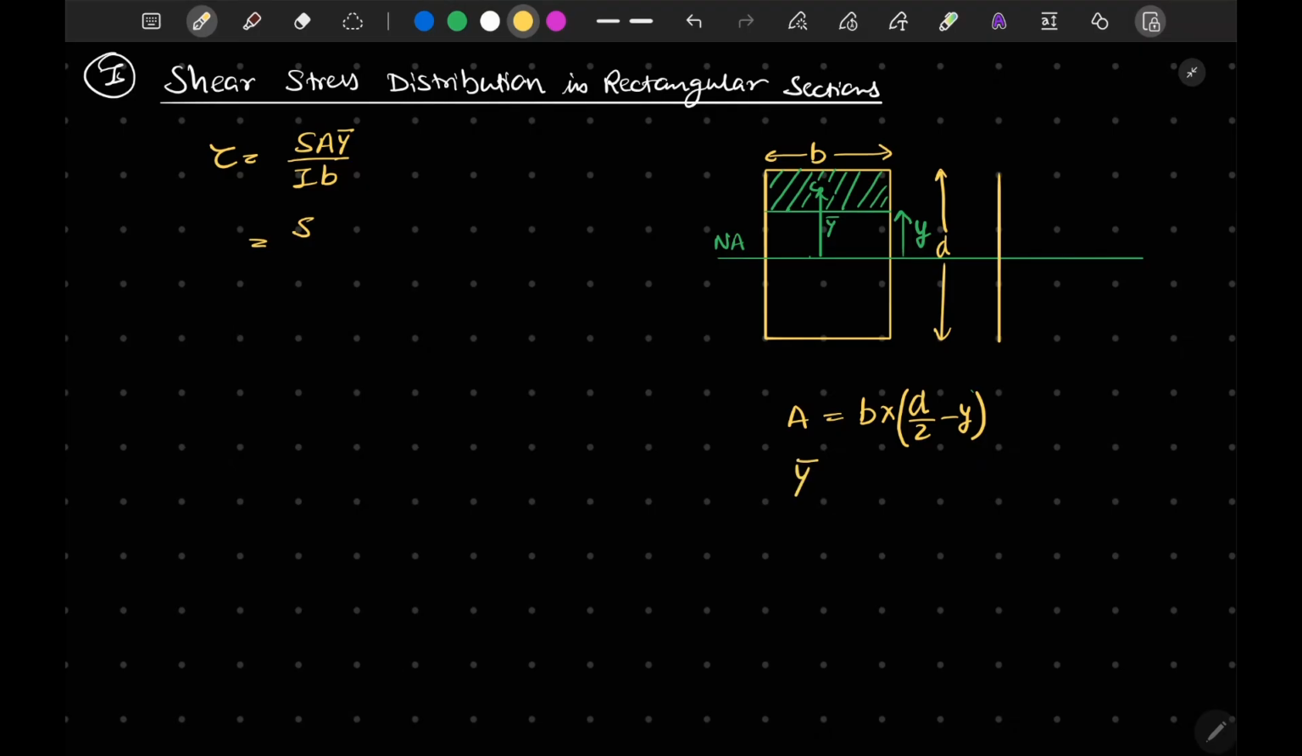And if I talk about y bar, it should be the average of this dimension and this dimension. So we can write it as d by 2 plus y divided by 2. So this should be our y by 2 plus d by 4. So we have obtained the values of our area and centroid, and we will substitute these values here.